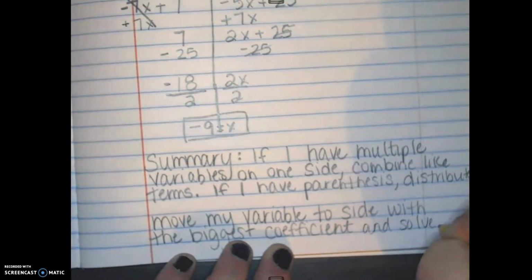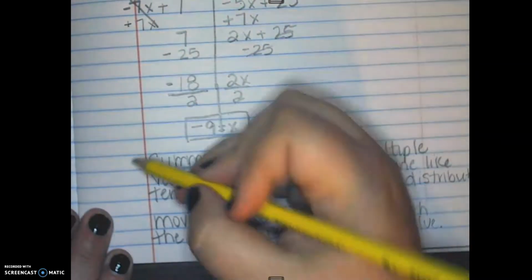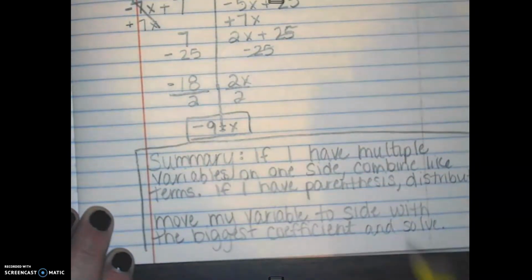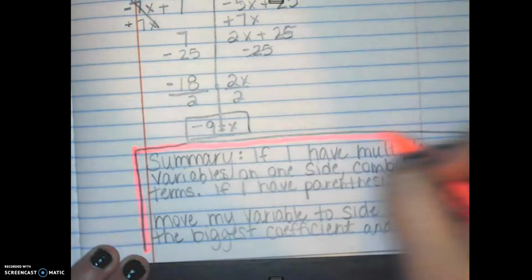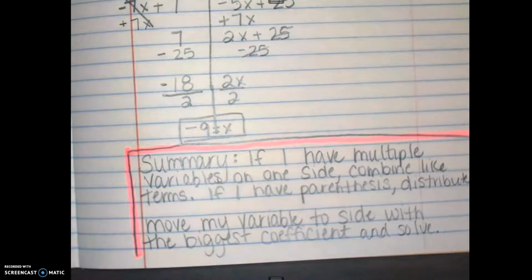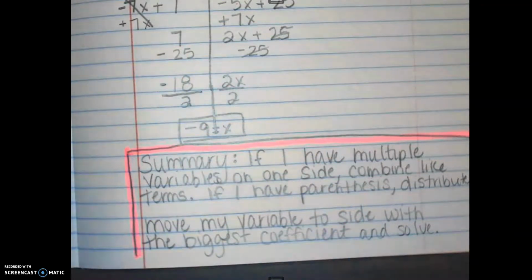If you need to pause to copy that down, that's fine. I'm going to box it, and then I'm going to get a highlighter and highlight it. Alright, so if you need to pause to copy it down, go ahead and do that. Alright, you should have it copied down by now.